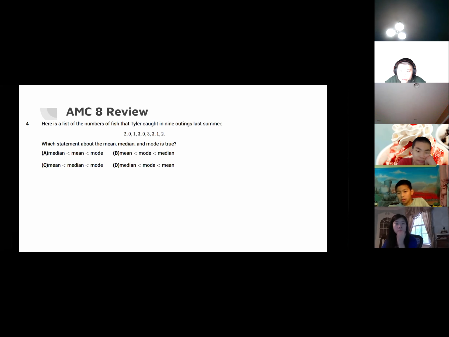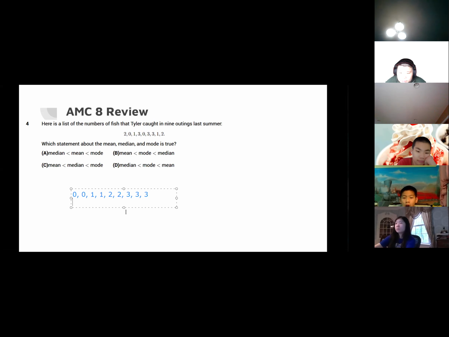So the first thing you want to do in this problem is to sort them in numerical order, which is 0, 0, 1, 1, 2, 2, 3, 3, 3. Sorry, numerical order. And then from that, what you get is that the mode here is clearly 3.